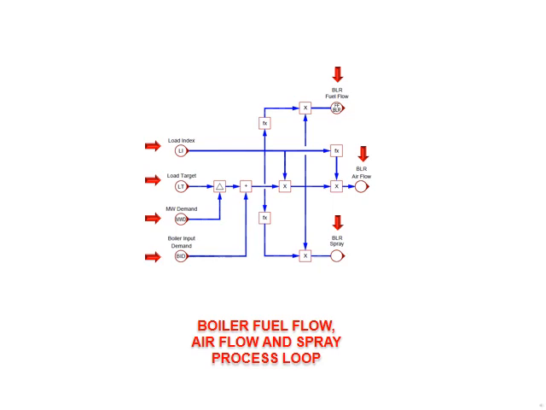The load target is compared to the megawatt signal demand. The resulting error signal is trimmed by the boiler input demand. This signal is multiplied by the load index signal, resulting in the final values for the boiler fuel flow, boiler airflow, and boiler spray signals.